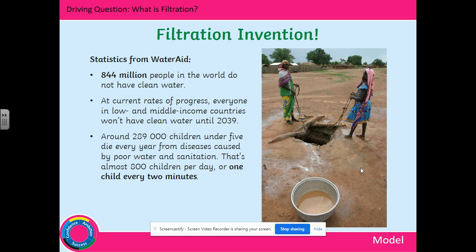Wow. Again, around 289,000 children under 5 have died every year from diseases caused by poor water and sanitation. That's almost 800 children per day, or one child every 2 minutes. Wow.